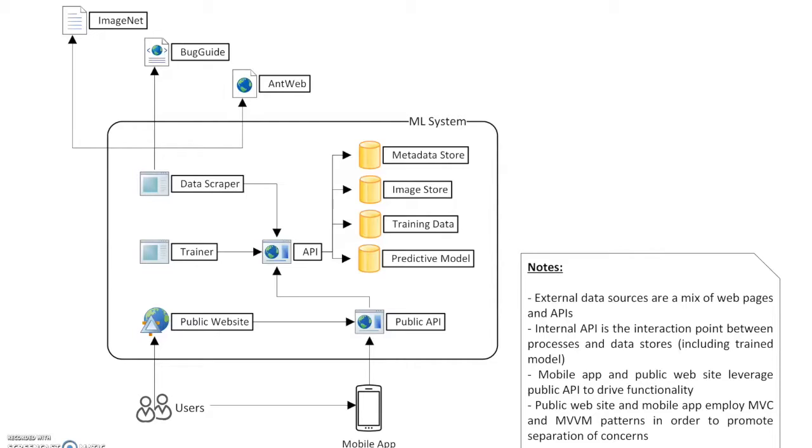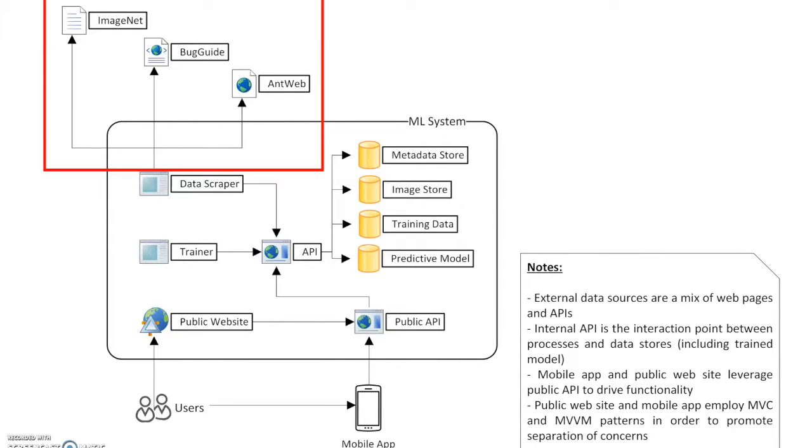Hello, my name is Sadai. I'm going to talk about the design and architecture of our solution. So first, we start off with our data sources. These are web APIs as well as websites that will provide us with information about insects that we can use to train our machine learning model.